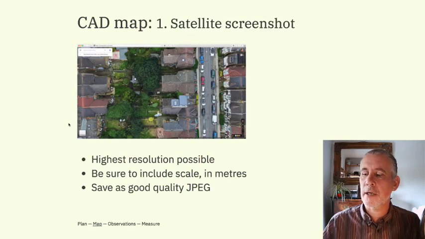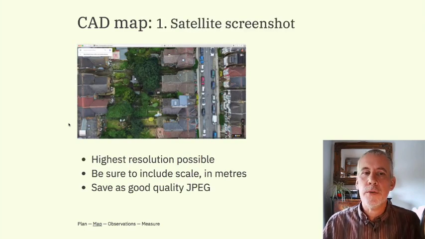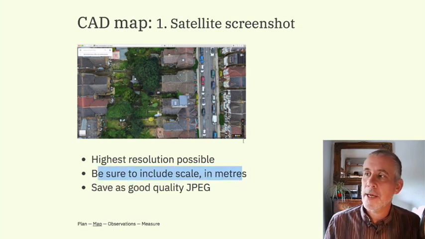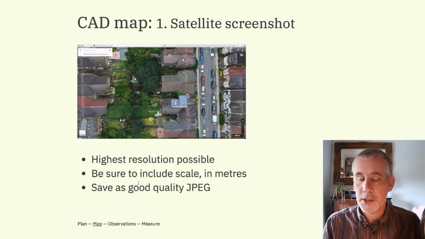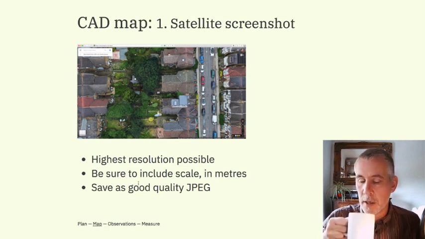So first off, the satellite screenshot. Use the highest resolution that you can. Zoom right in. So this is a friend's house, a client's house in North London. Be sure to include the scale in meters, and that scale's down here. Make sure you include that in the screenshot, and then save it as a good quality JPEG, because it will save a bit of size.